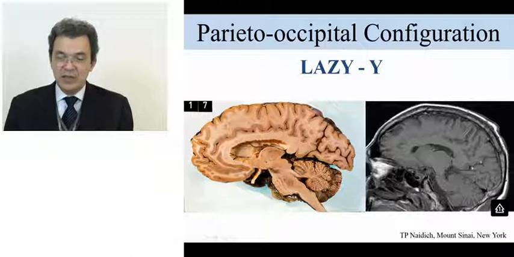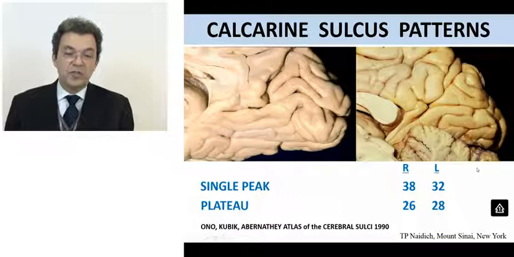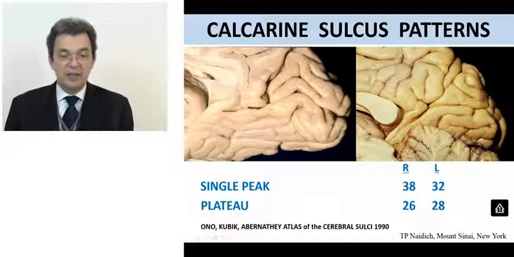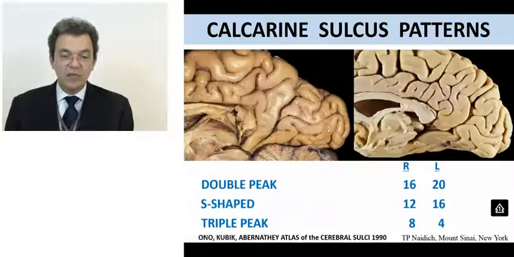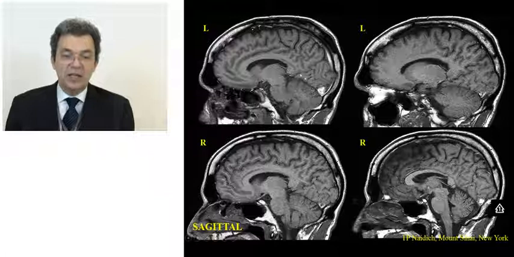So that's a way of identifying it. Parieto-occipital is always easy to identify. You always can identify the anterior calcarine sulcus. The calcarine can be challenging on occasion. But you see the junction, and this is what helps you identify the calcarine sulcus. So you see the various forms. You can have a single peak, you can have more of a plateau, you can have S-shaped, or you can have double peak or triple peak. You can have a lot of options, but it can be difficult on occasion to identify the right one.